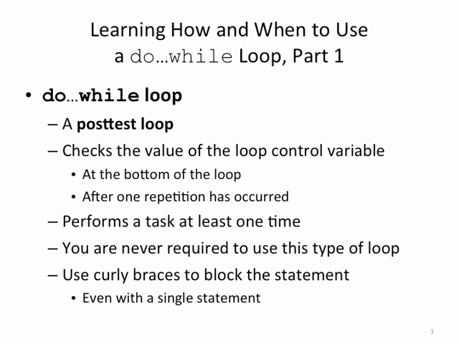The last of the 3 types of loops in Java: we've already talked about the while loop, we've talked about the for loop. Both of those are pre-test loops. We test the loop control condition before we ever execute the loop. The last loop that we're going to learn about is the do while loop, and it is a post-test loop. It checks the value of the loop control variable at the bottom of the loop after one repetition has occurred. And use this for when you want to perform a task at least one time.